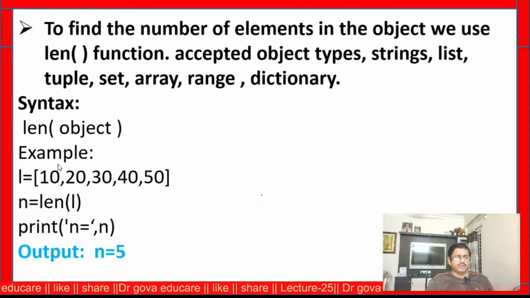For example, the list L is equal to 10, 20, 30, 40, 50. Now I want to know how many elements are present in the list using the length function. Length of L returns the number of elements in the list, and that integer value is stored in n. Now here I am printing the value n, that is n is equal to 5.